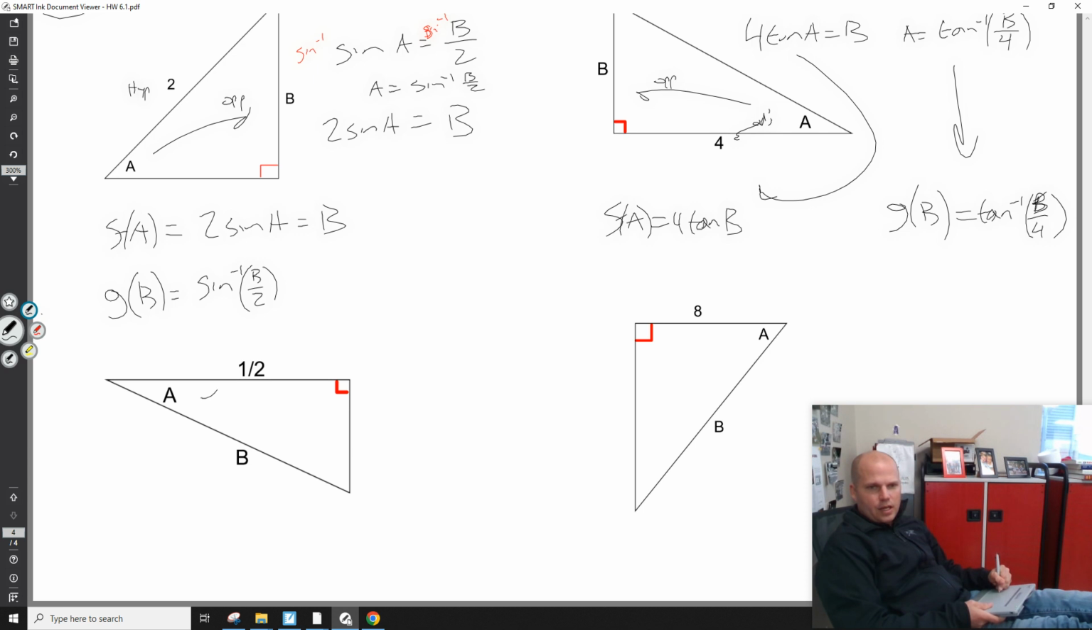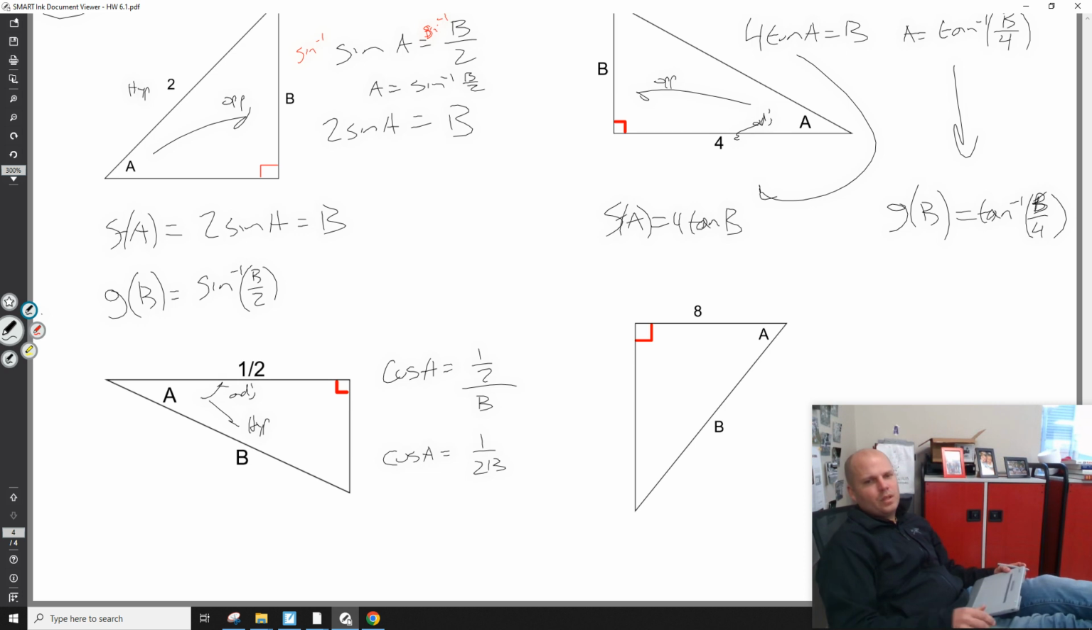All right, this is adjacent to the angle A, and this is the hypotenuse. So I would get the cosine of A equals 1/2 over B. I'll keep it like that, but you could write it as 1 over 2B if you wanted to. Okay, let's solve for B. You would multiply by B and divide by cos A.